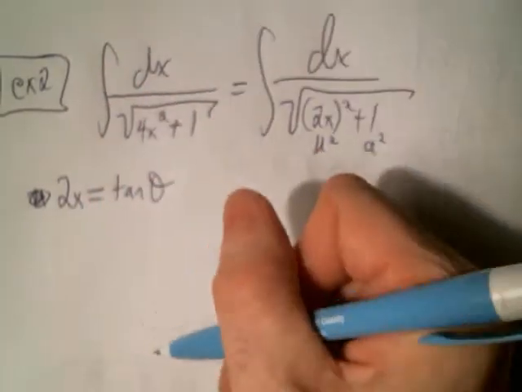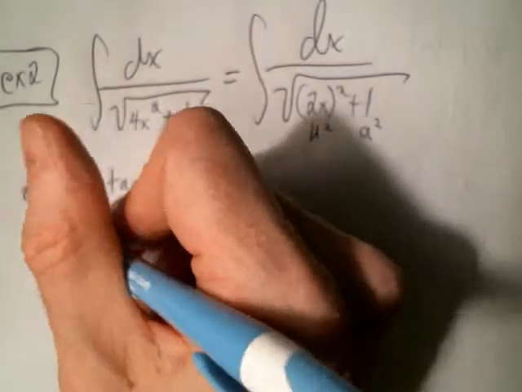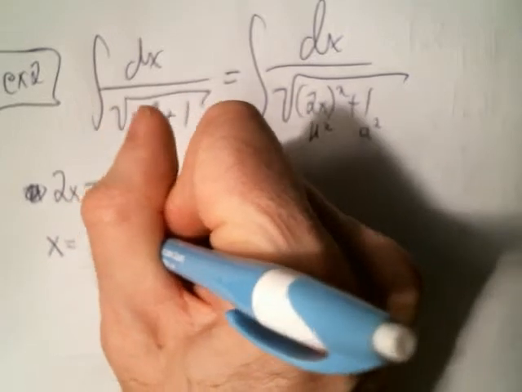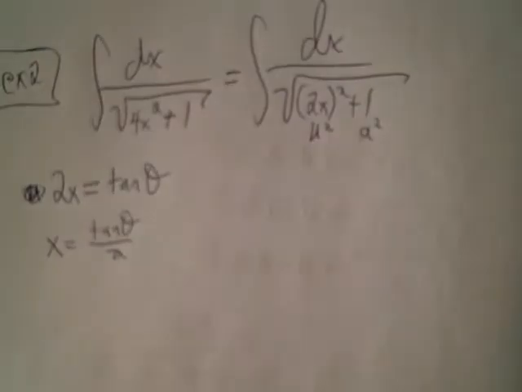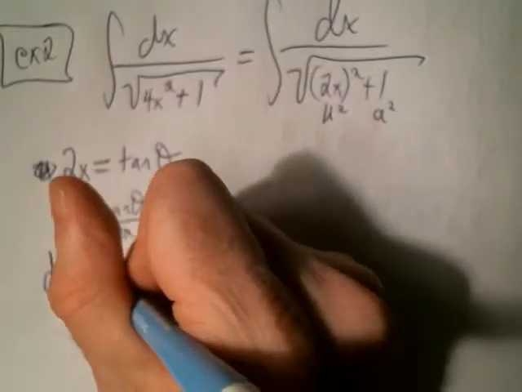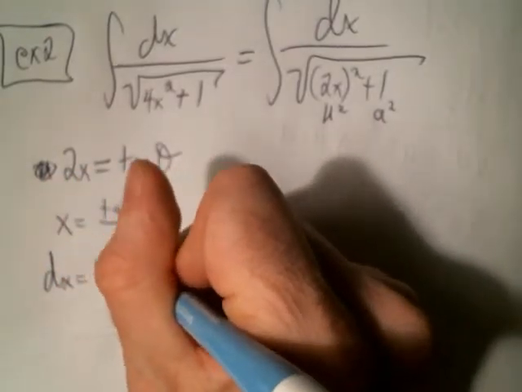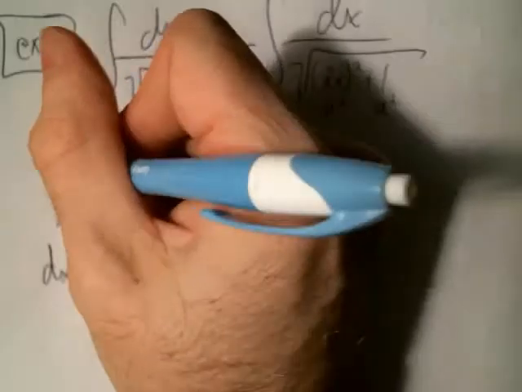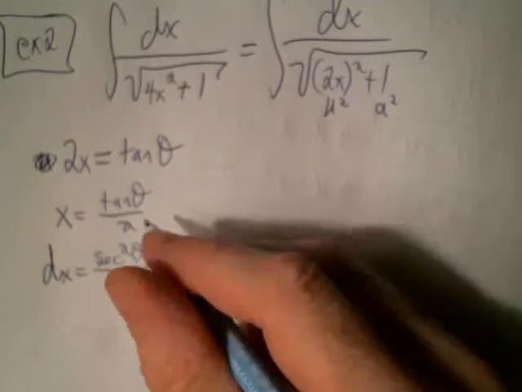So I need to go through and get all my information required. I'm going to divide both sides by 2, so I get x equals tan theta all over 2. And then the dx is equal to secant squared theta all over 2 d theta. So that will get me started. Then I'll need that triangle information.